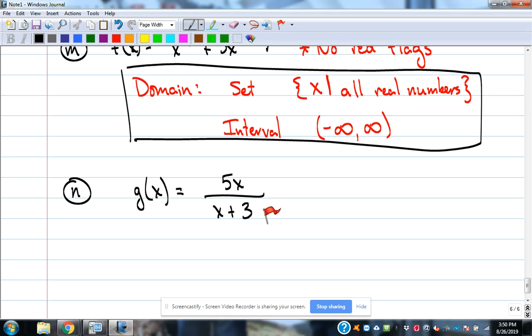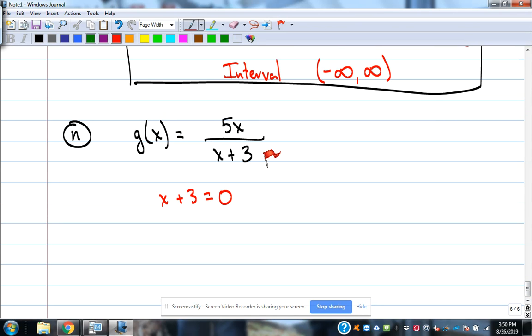We can't do that. So what we have to do is set the denominator that has the x in it. So we're going to set x plus 3 equal to 0. When is the denominator going to be 0? That's what we're trying to find. Okay, so we set the denominator equal to 0, and we solve that equation. Subtract 3, x is equal to -3. If x were -3, that would give us 0 on the bottom, and we cannot divide by 0. So that is the restriction on the domain.